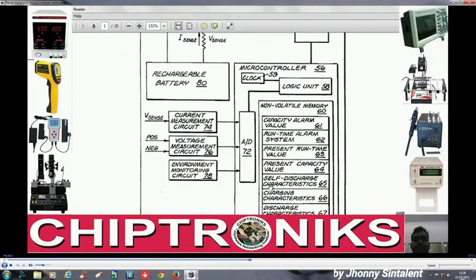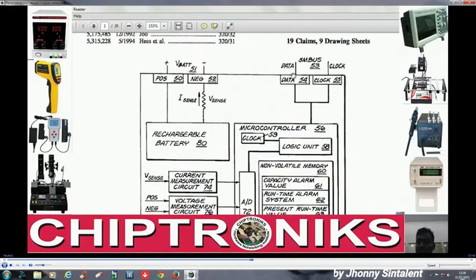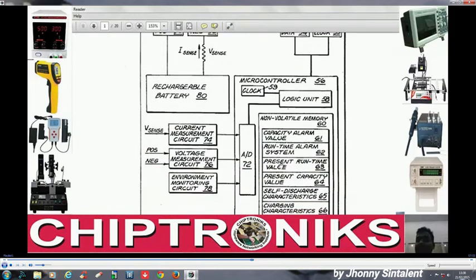This microcontroller makes the battery smart, because this microcontroller stores and processes information like capacity alarm value, runtime alarm, present runtime value. What exactly does this present runtime value indicate? Present runtime value indicates to the system. It will transfer this information via SM bus. This is connected to the SM bus. This SM bus is connected to the IO controller. So it will transfer this information, the present runtime value. That means how much this battery can support: 1 hour, 1.5 hour, 2 hour, how many hours it can support.